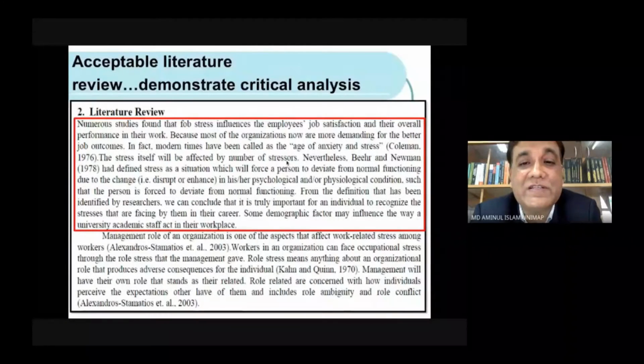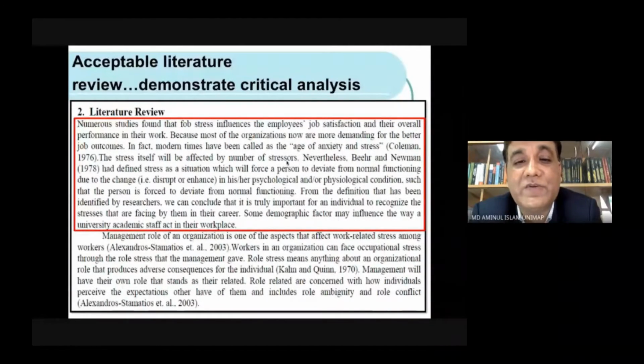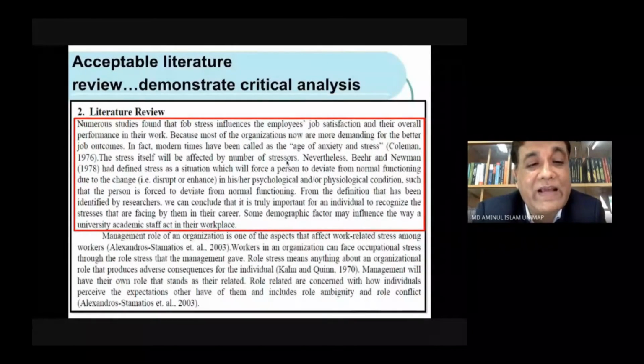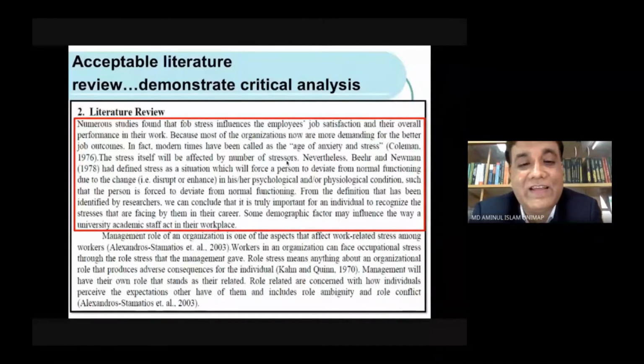Numerous studies found job stress influencing employee satisfaction over performance, because most of the organizations now are more demanding of better job outcomes. In fact, modern times have been called an age of anxiety. So you can see the clear flow and linkages from one sentence to another sentence. That's what we want. And from the first paragraph to the next paragraph, you will see the connection is there.